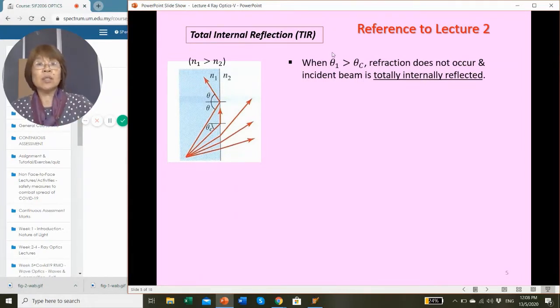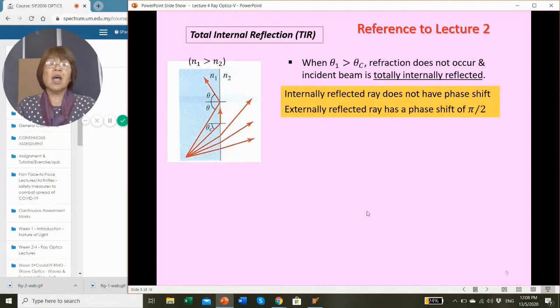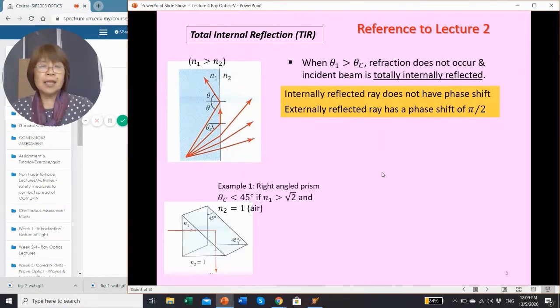So total internal reflection will occur when the incident angle is larger than the critical angle. So the ray will not be able to escape at all. You have total internal reflection. And in this case, we also learned before that for internal reflection, the reflected ray will not undergo a phase shift. But if it is external reflection, there's a phase shift of pi over 2, okay?